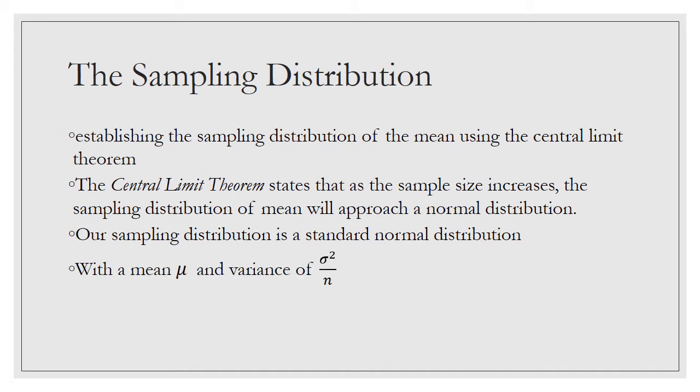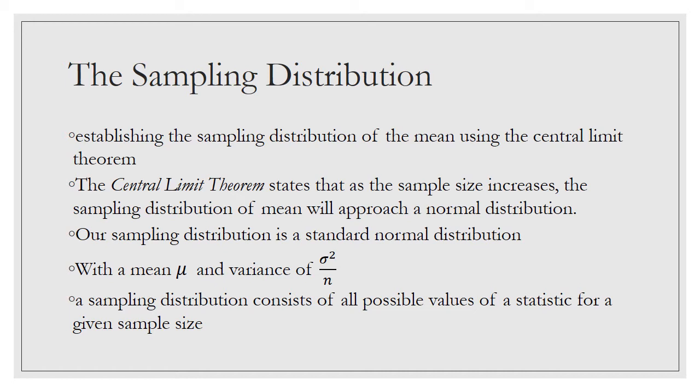That means our sampling distribution is one of the standard normal distributions. It will be defined as having a mean of the population mean and a variance of the population variance divided by n, the size of the sample. We can conceptually think of a sampling distribution as containing all of the possible values of a statistic for a given sample size. When I say statistic, we're going to focus on the mean here. So you can think of the sampling distribution as being all possible means that could have occurred for that sample size.